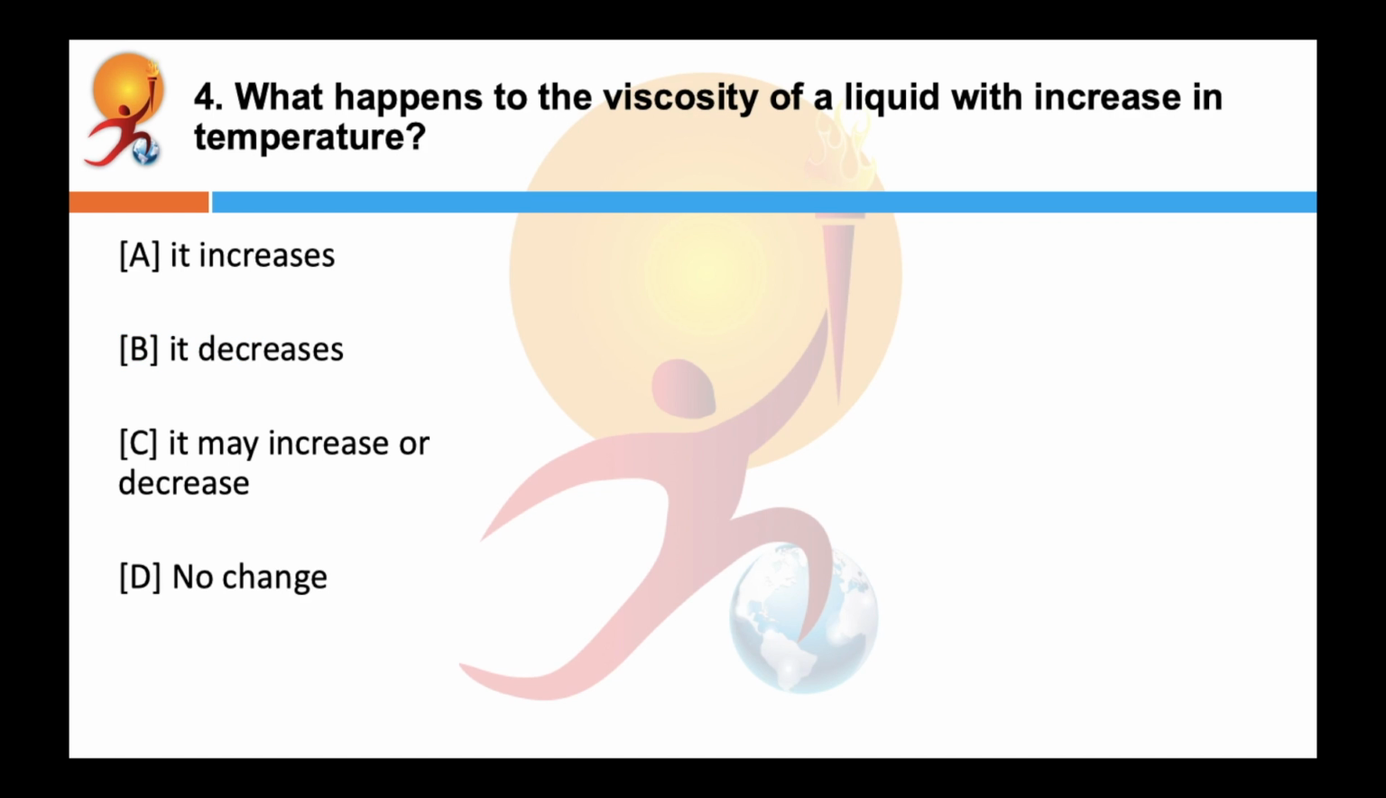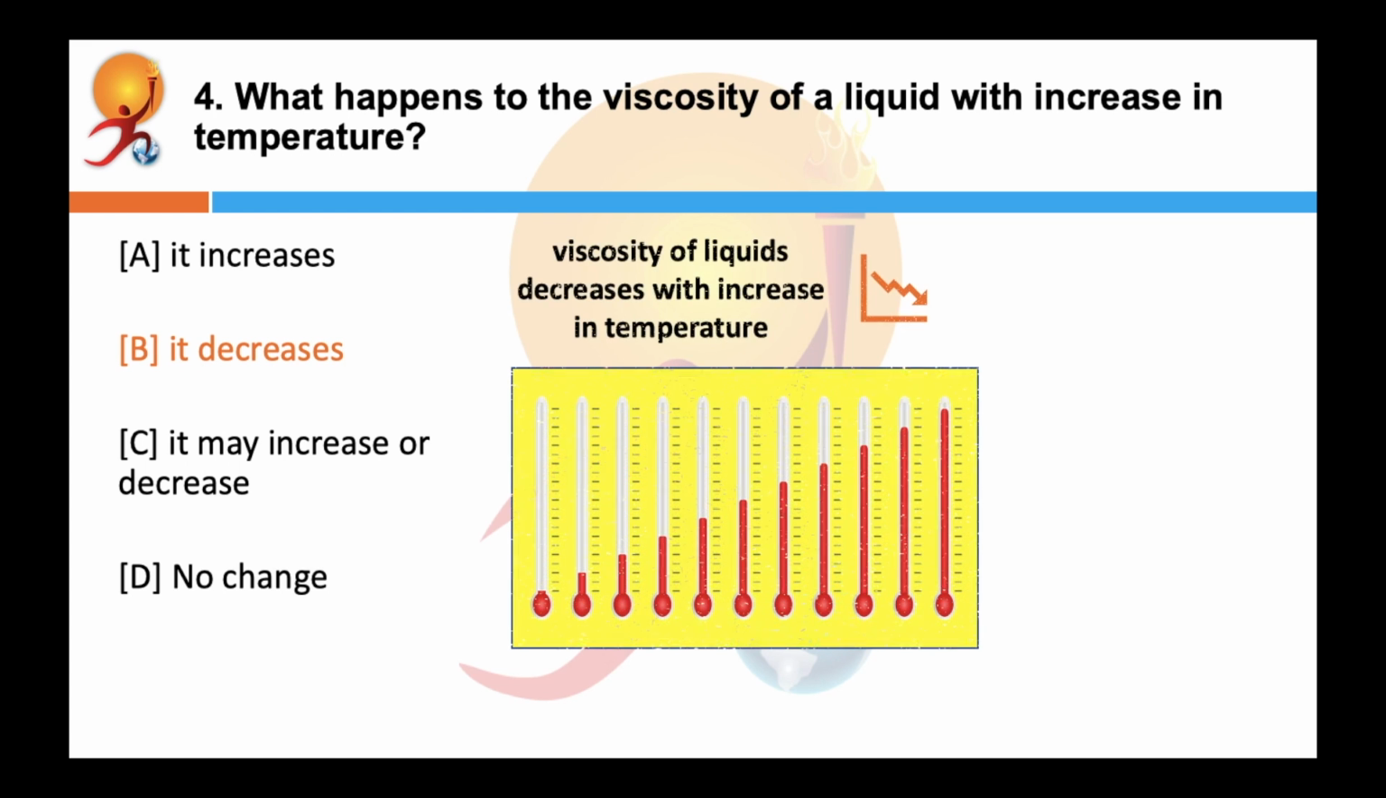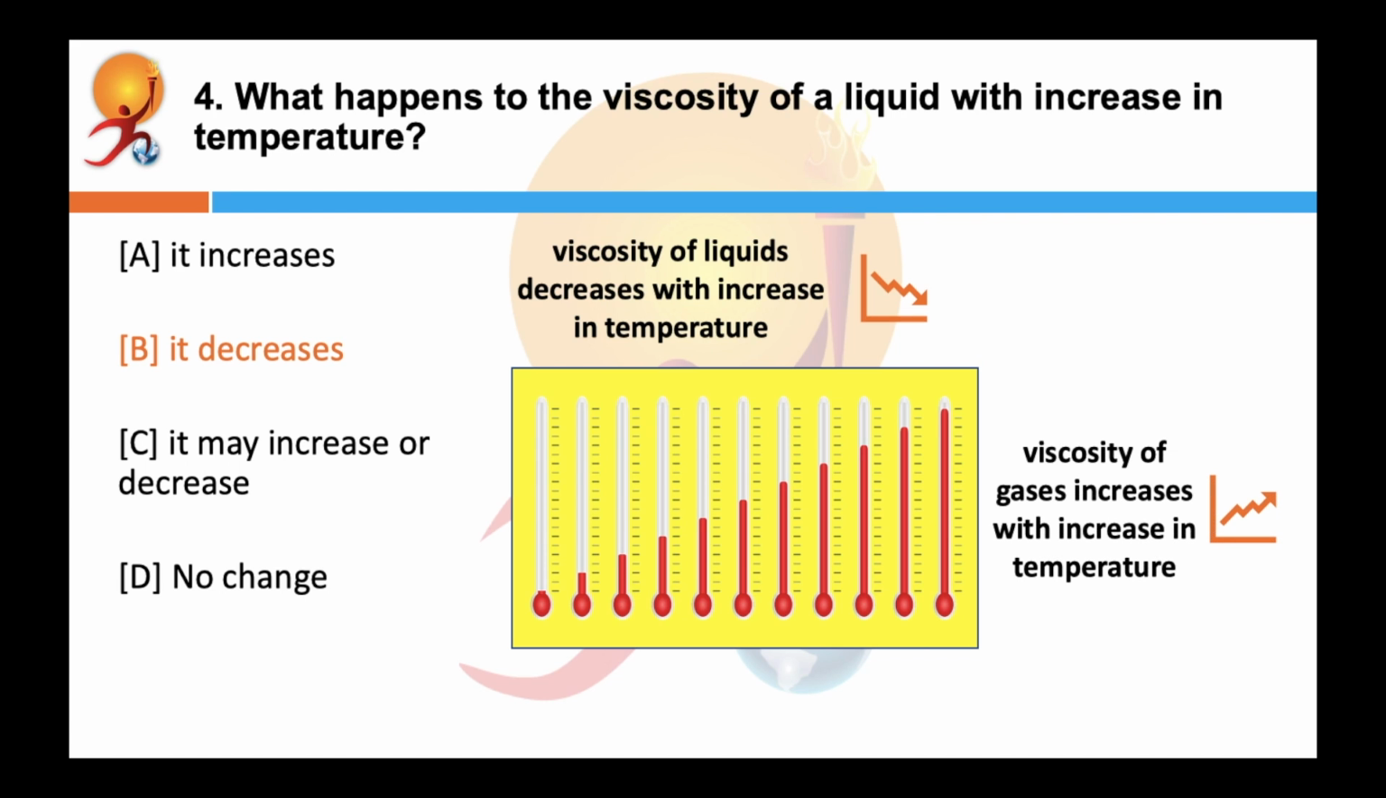What happens to the viscosity of a liquid with increase in temperature? Correct answer is B. It decreases. The viscosity of liquid decreases with increase in temperature, while it increases in case of gases. So, viscosity of liquids decreases with increase in temperature, whereas viscosity for gases increases with increase in temperature.